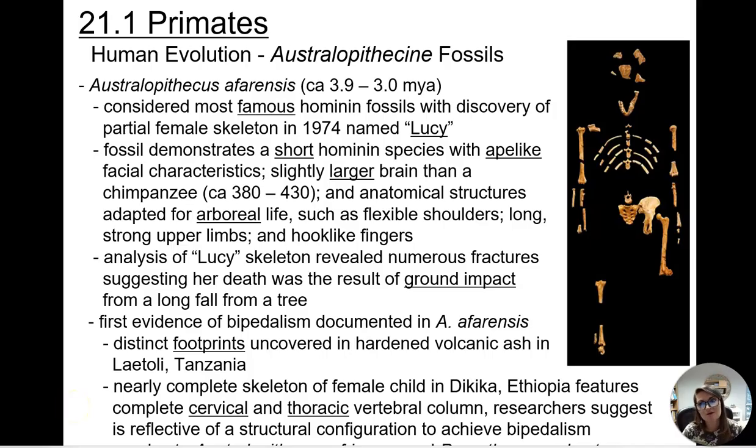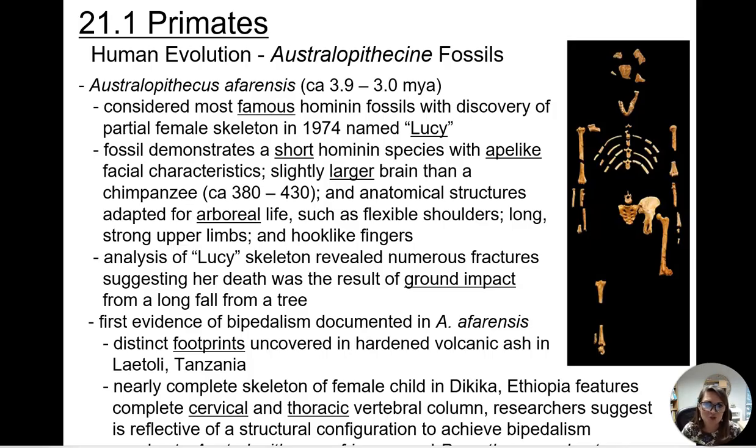Next, we have Australopithecus afarensis. This is going to appear between 3.9 to 3 million years ago. They're considered the most famous hominin fossil, with the discovery of a partial female skeleton in 1974 named Lucy.